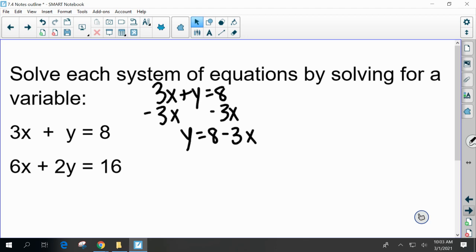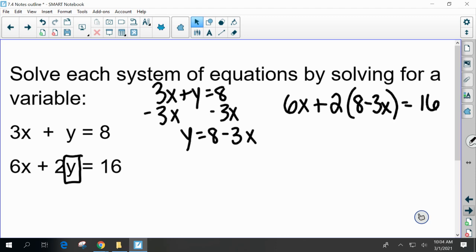So we're going to take that and plug it into the equation we haven't worked with yet, the second equation. I'm going to take y equals 8 minus 3x and plug it in for y. So I'm going to have 6x plus 2, and then I need to put parentheses because I have 8 minus 3x to plug in, equals 16.